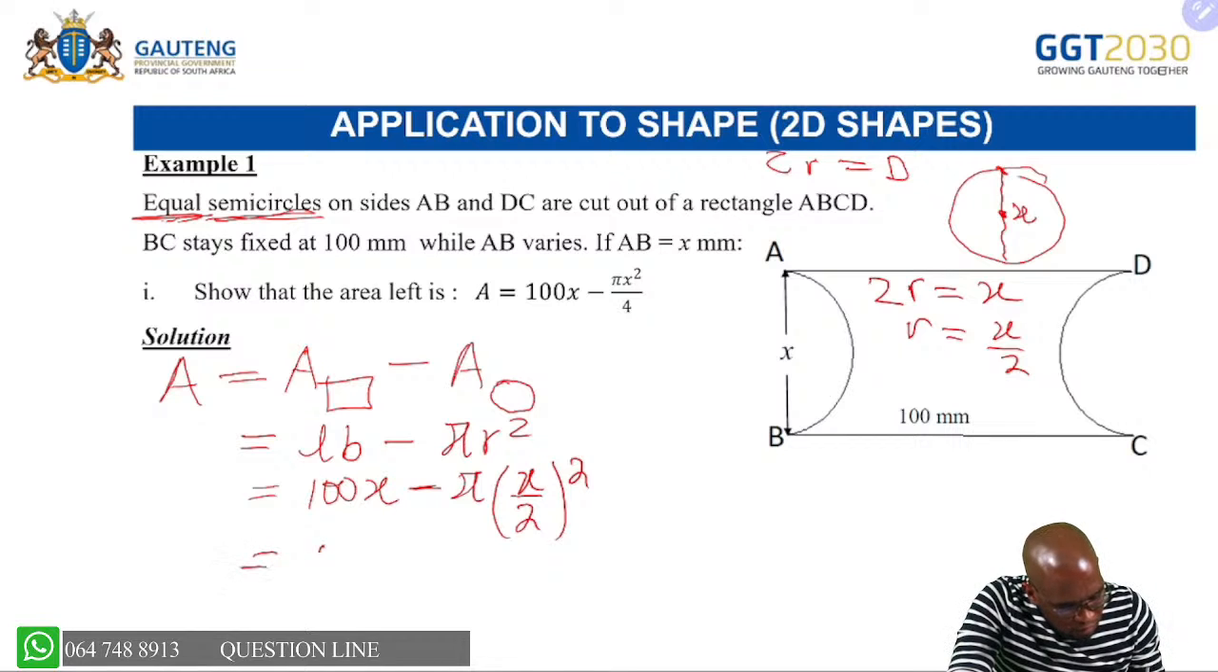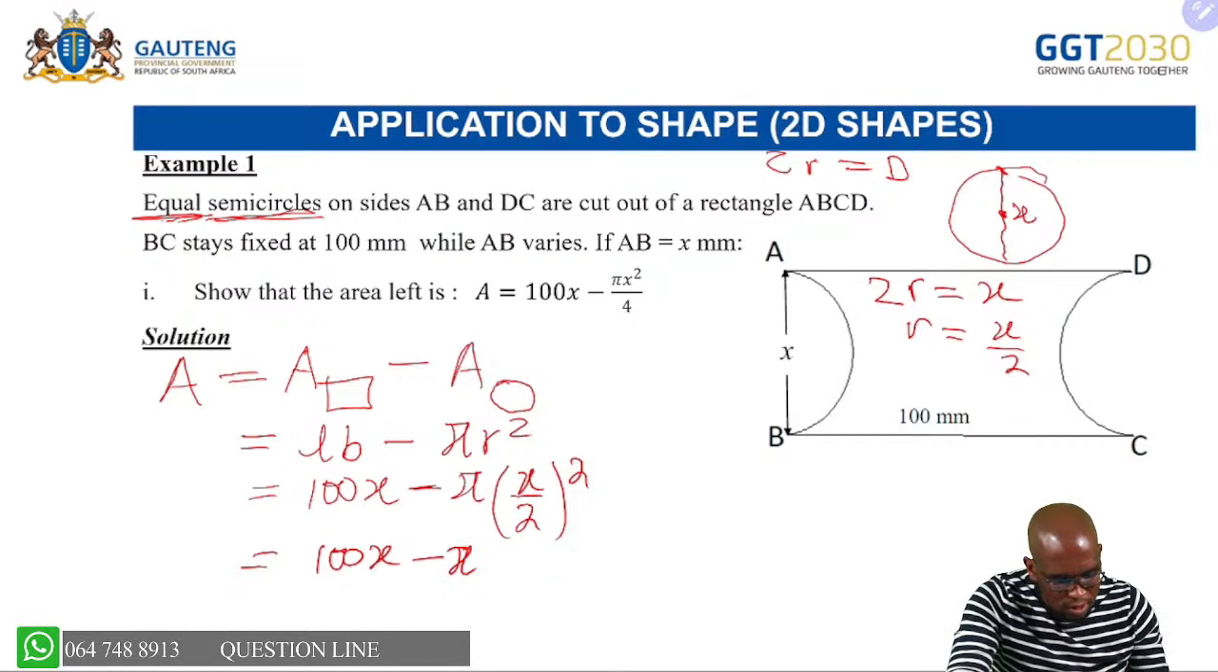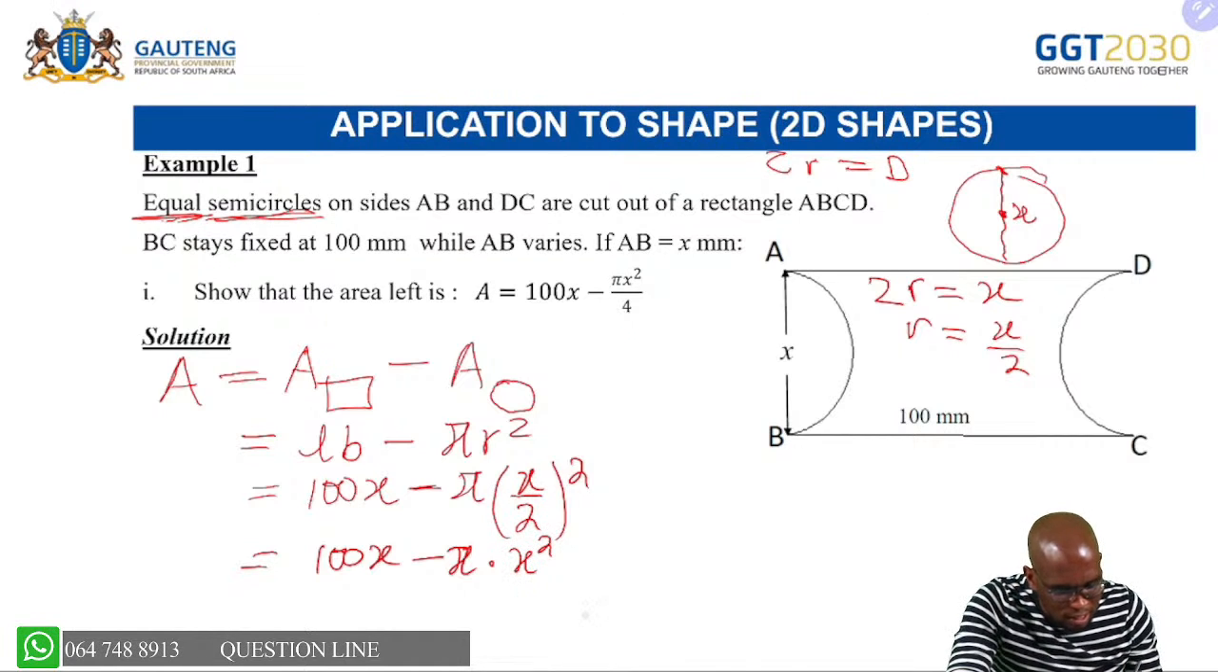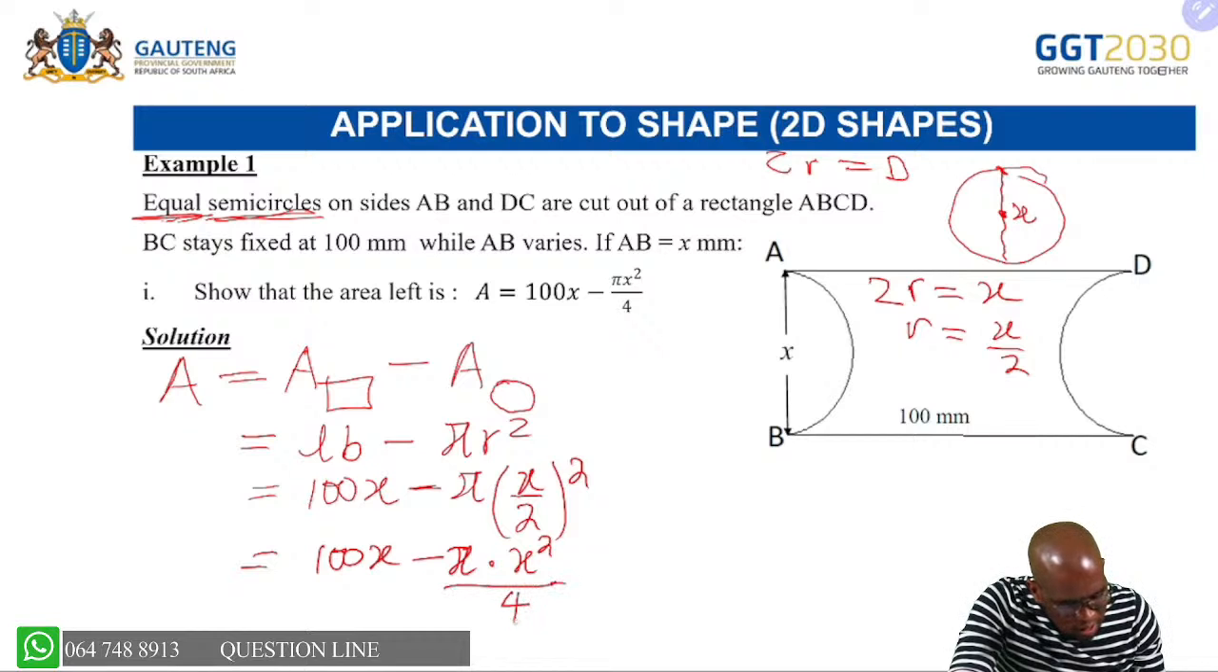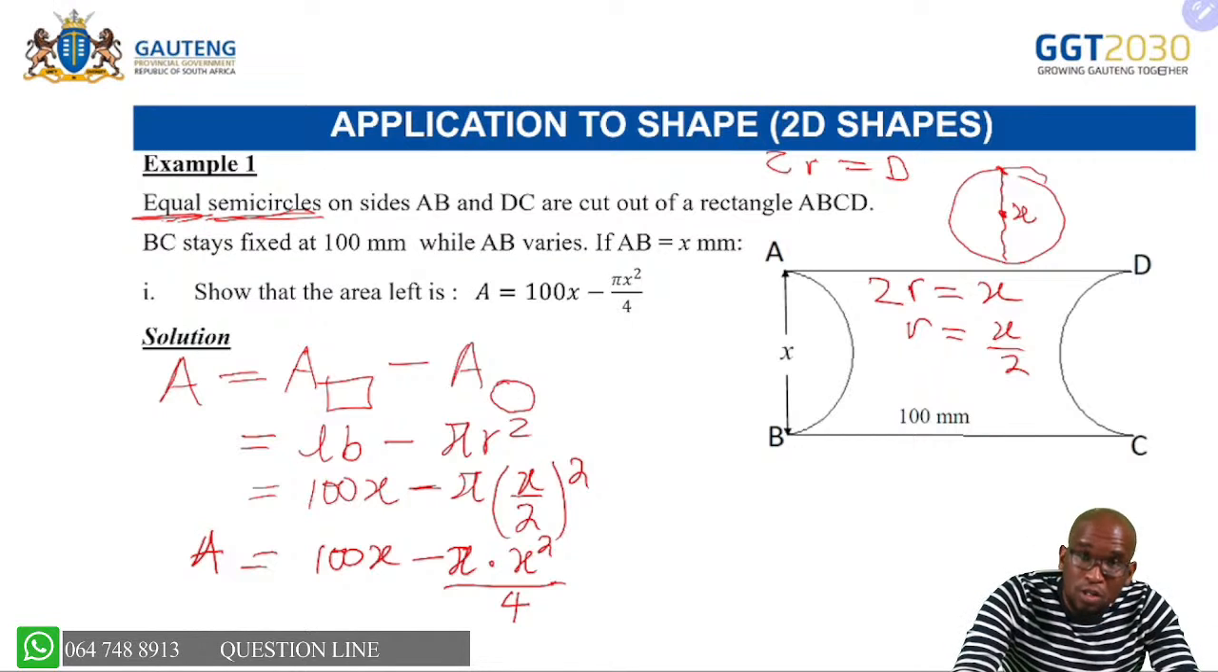Now, if you square the terms in the brackets, you square the numerator, you get x squared, and you square the denominator, you get 4. So we are done here. We showed that our objective function is given by 100x minus pi x squared over 4.